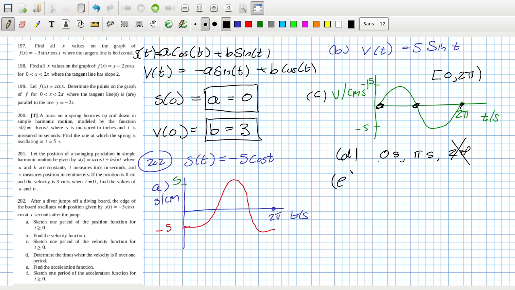Find the acceleration function. The acceleration function is 5 cos t. And sketch one period of the acceleration function. So acceleration in meters per second squared. That's a 5. That's a minus 5. That's the time in seconds. And the 5 cos graph will look like that. Okay. Yep.